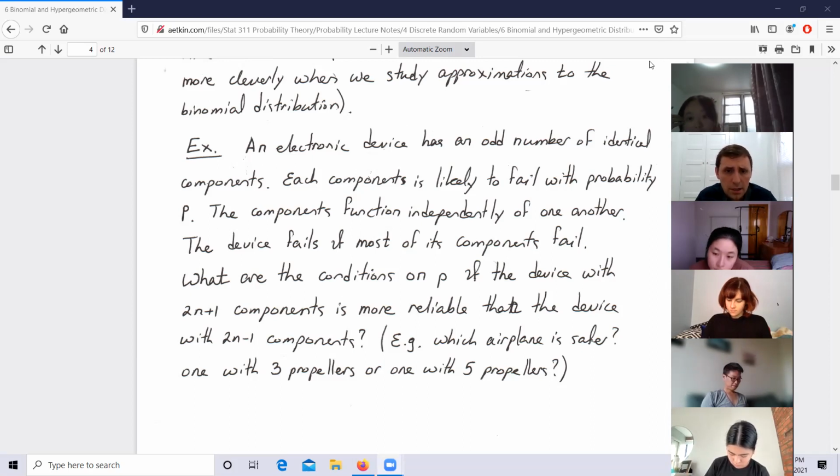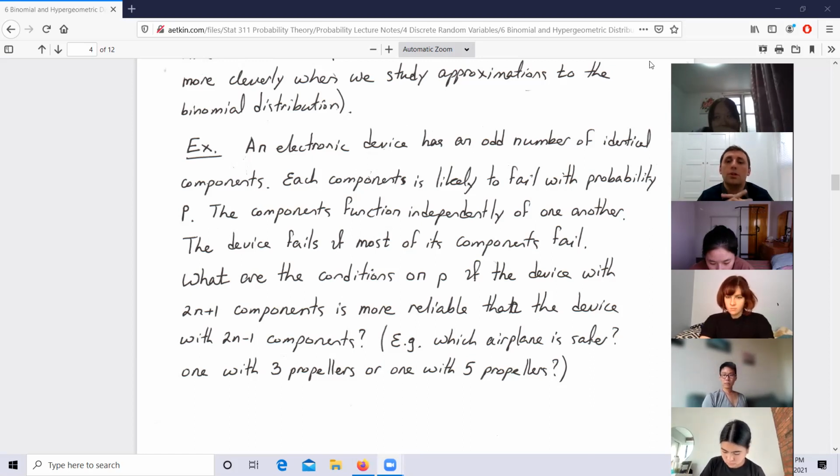If P is less than 1/2, what should I do? More components or fewer components, according to your statement? So yes. If P is less than 1/2, you think more components. Okay, interesting. So guys, you understand what we're thinking, right?